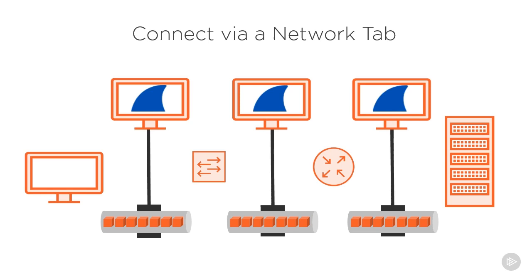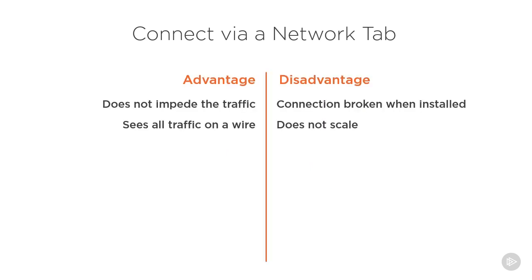A network tap is simply a piece of hardware that's inserted between two network nodes in order to capture the traffic between those two nodes. The advantage of a network tap is they don't impact the traffic between two network nodes, but at the same time you can see all of the traffic that goes down that connection.